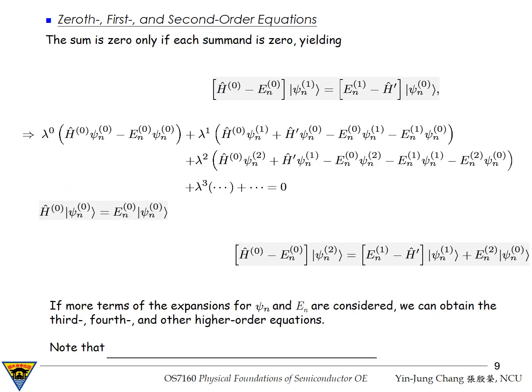Now we have the long expanded expression reorganized by collecting terms of equal powers of lambda, as shown in this equation. As described on the previous slide, the sum is 0 only if each summand corresponding to each power of lambda is 0. That is what allows us to write separate equations order by order. So first, the 0th order equation is shown here. This is exactly the unperturbed Schrödinger equation. So 0th order simply reproduces the problem we already know how to solve.